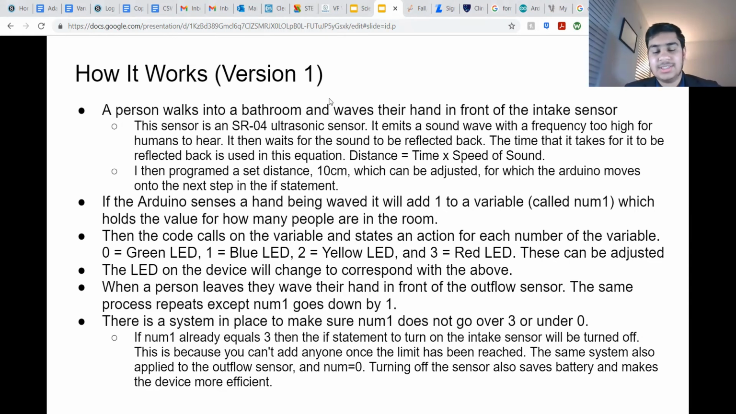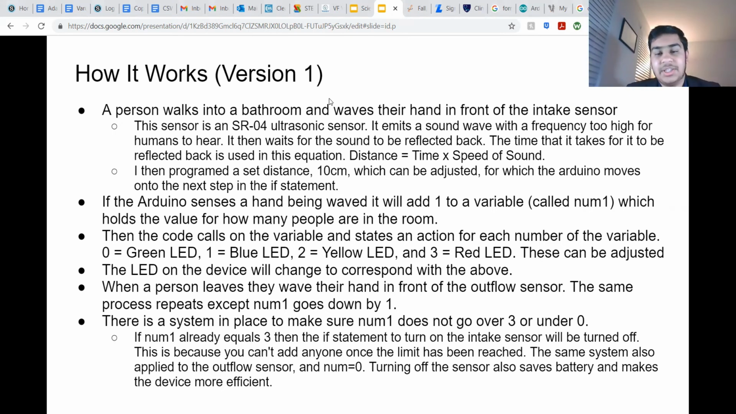If it moves on to the next step, it adds 1 to the variable called num1. I just called it num1 for a random reason. I don't know why I called it that, but essentially it holds the value for the amount of people in a room. And num1 will then change an LED. So num1 corresponds to a specific LED. For example, 0 means it's green, 1 means it's blue, 2 means yellow, and 3 means red. And these can be adjusted and used in an LCD panel instead.